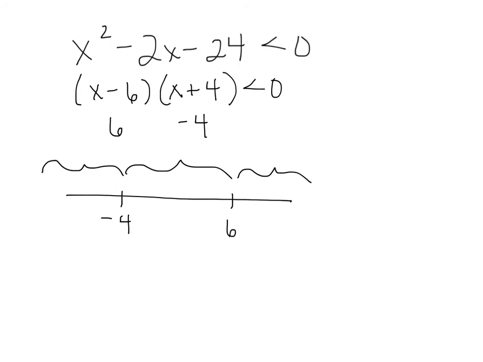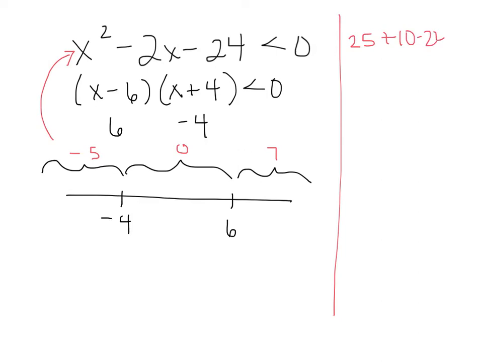For example, I might choose negative 5 way down here. I think I'm going to choose 0 in the middle here, and I think I'm going to choose a 7 here. And I'm going to use, once again, this right-hand column for my testing. I'm going to start with negative 5. Remember, we're taking those numbers and plugging them straight back into the original. Negative 5 squared is 25. Negative 2 times negative 5 gives me a positive 10. Minus 24 is less than 0. So 25 plus 10 is 35, and 35 minus 24 is 11. 11 is not less than 0, so that does not work. In other words, we will not be shading down here.